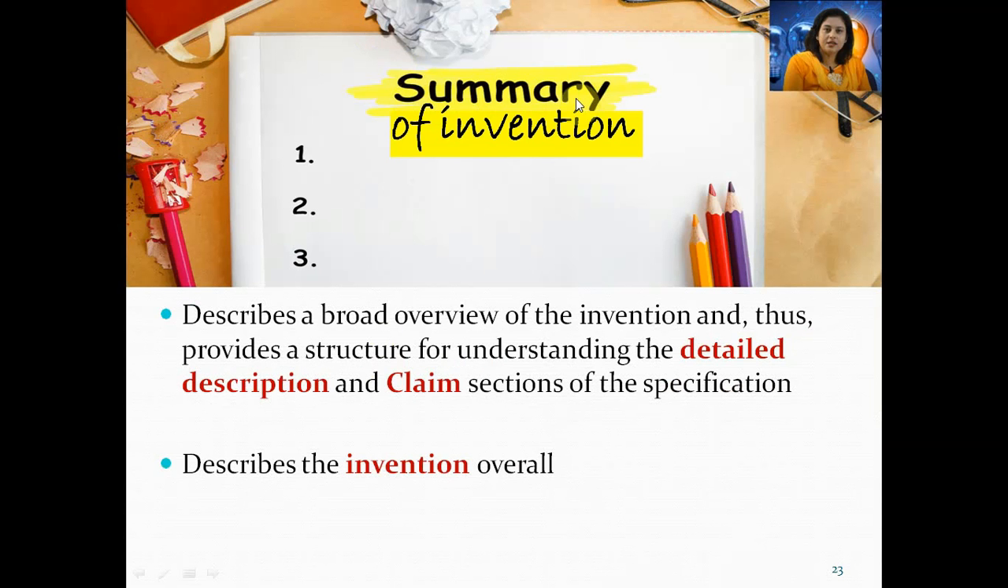Next we go to summary of invention. The summary should describe a broad overview of the invention, and thus it should provide a structure for understanding the detailed description and claim sections of the specification. It should describe the invention overall, for example, the purpose of invention, problems that it will solve, the advantages it will offer, and so on.